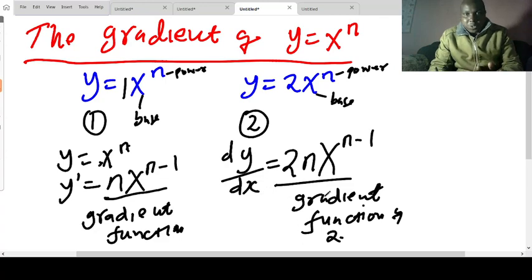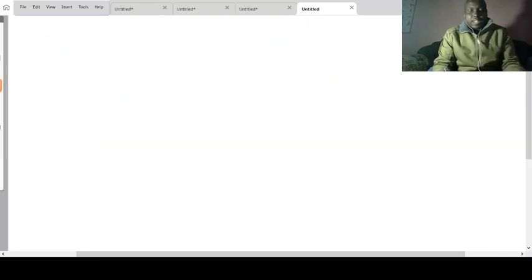So what we have done is differentiation. When you find the gradient function of a function, you do what we call differentiation. So what is differentiation? It's simply getting the gradient function of a function. Let me now do the practical example.